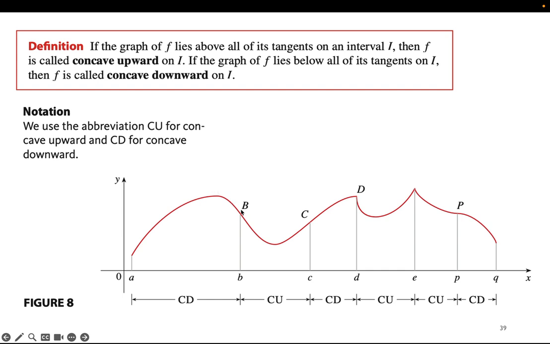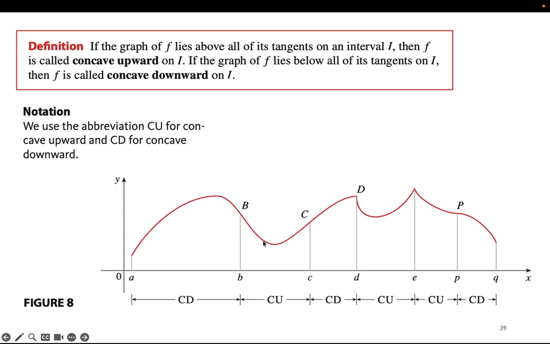This is what's tricky here. Look at B. B is actually a place where things change. Again, if I look at tangent lines, the curve is below. But notice from B to C, the graph is above the tangent line again. So B here has a kind of change. You go from concave down to concave up.